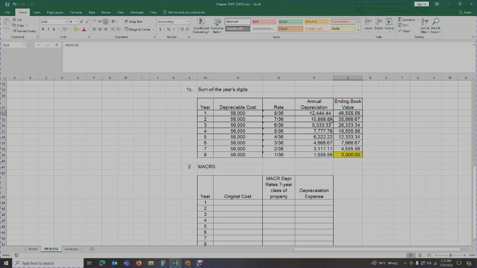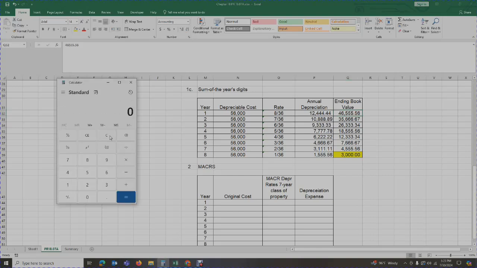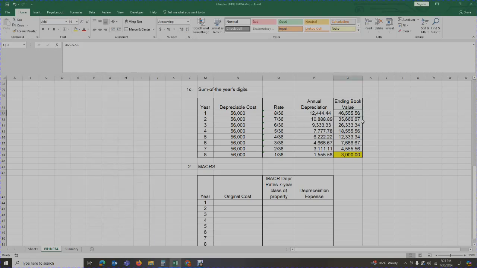Once you do that, the only other thing that I want to remind you is when you calculate that ending book balance for the first year, make sure that you subtract the cost. Not the depreciable cost, but the actual cost. How much did you pay for this machinery? Well, I paid $59,000. I'm going to subtract my annual depreciation, and then that will give me my ending book value. And from that point forward, all you have to do is get your beginning book value minus your annual depreciation to get your ending book value.